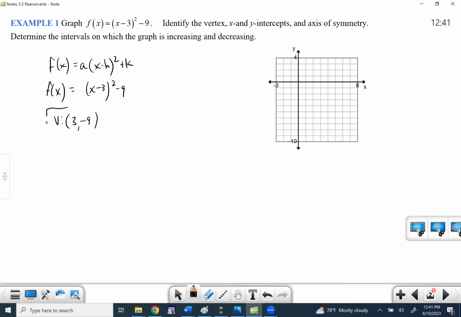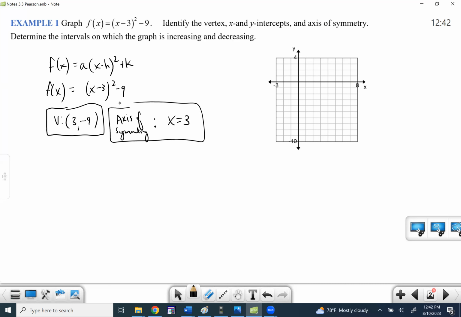So now we got to get the x and the y-intercepts. We could do the axis of symmetry first, we might as well while we're here. We said that the axis of symmetry is just taking the x value of the vertex. So it's going to be x equals 3. And we'll also show that in the graph.